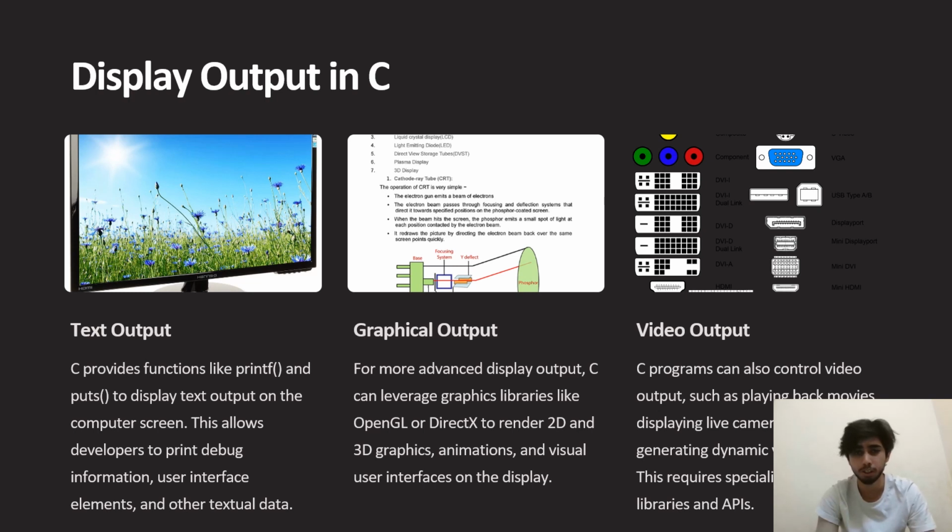Graphical output. For more advanced display output, C can leverage graphics libraries like OpenGL or DirectX to render 2D and 3D graphics, animations, and visual user interfaces on the display. Video output. C programs can also control video output such as playing back movies, displaying live cameras, and generating dynamic videos and images. This requires special libraries and effects.